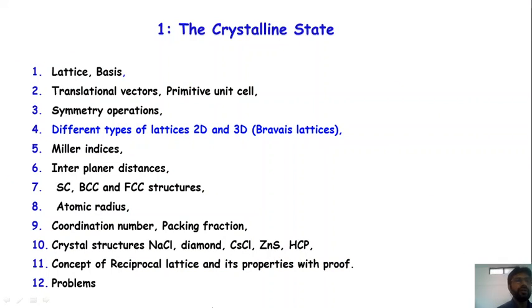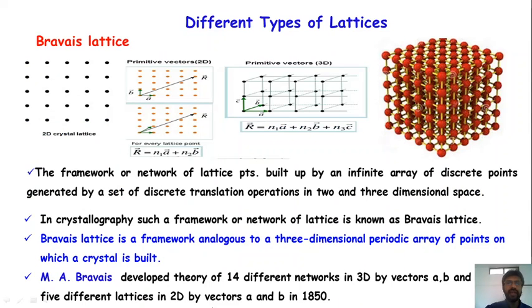In the first lecture, we have seen about the formation of a crystal with the help of the lattice and the basis. And in the second lecture, we have seen about the translation operation also. In this lecture, we are going to see about the different types of lattices in 2 dimensions and 3 dimensions, that are also known as the Bravais lattices.